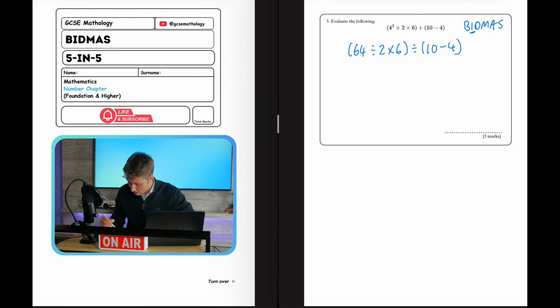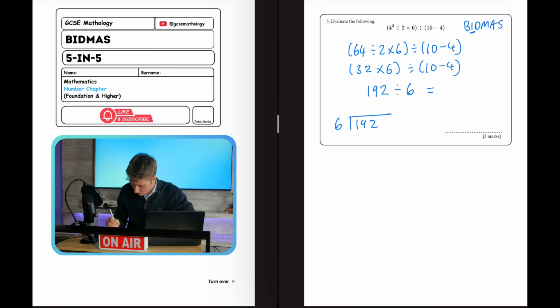Then we've got this division. 64 divided by 2 is 32 times 6 divided by 10 minus 4. 32 times 6 is 192 divided by 6, and then 192 divided by 6, if we do the bus stop method for this, how many 6's go into 1? That's 0. Carry the 1. How many 6's go into 19? 3 times 6 is 18. Remainder 1. How many 6's go into 12? That's 2. So the final answer here is 32.